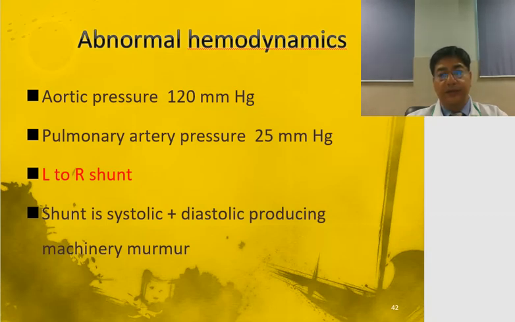So mostly the sound will be appreciated in systole and also in the diastolic phase, because blood comes back from this chamber when the aortic pressure drops down. Because of this it is called a machinery murmur, due to the noise in both phases of the cardiac cycle. So there will be a machinery murmur, a murmur in both phases of the cardiac cycle.